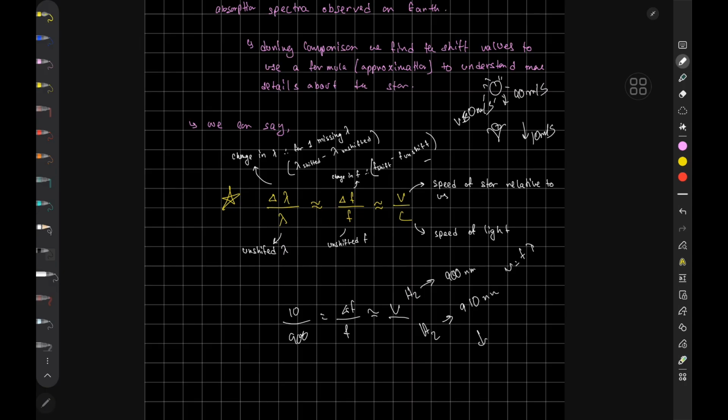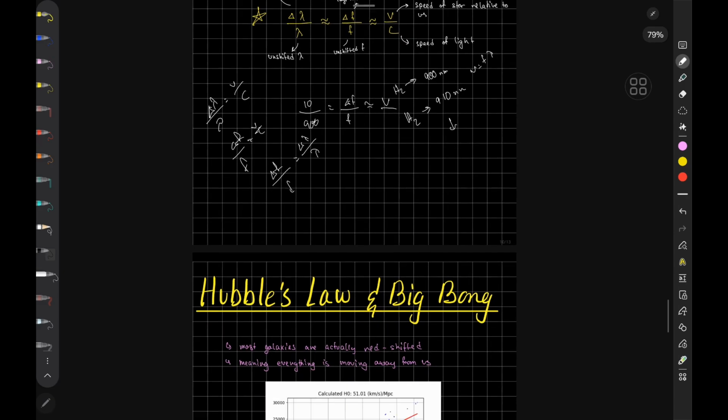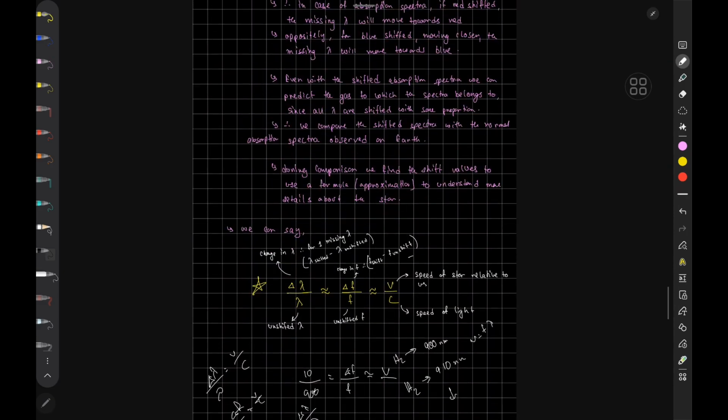So relative to us, what is the velocity with which the stellar object is moving away or towards us? Relative to me, as in the observer. So you can equate del lambda by lambda to v by c, or del frequency by frequency to v by c, or even del f by f is equal to del lambda by lambda. There you go. So that is pretty much what Doppler shift is.